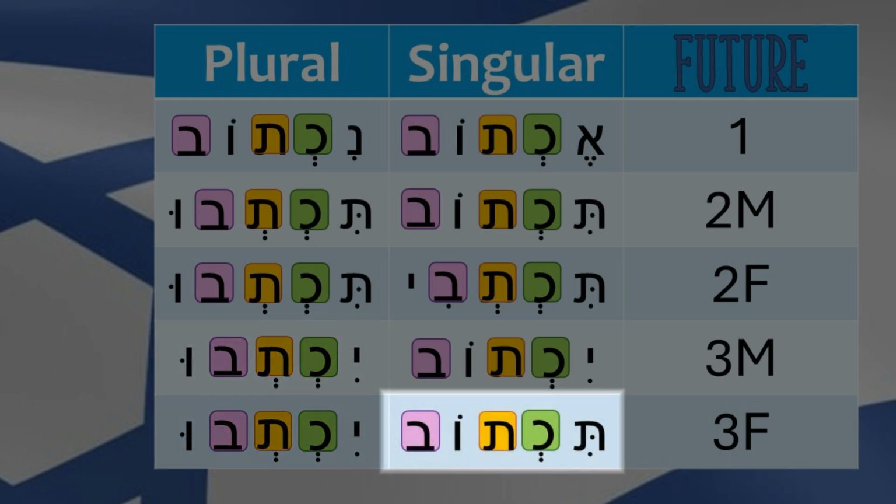Another question that always arises is what the heck is going on with this stinking he form? It's always the same as the second person masculine. This is true across all of the binyanim, across all of the gezarot, everything, whether it's regular, irregular, the he form is always going to be the same as the ata form.